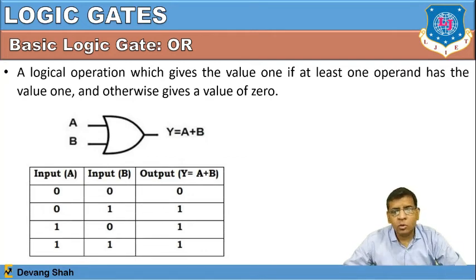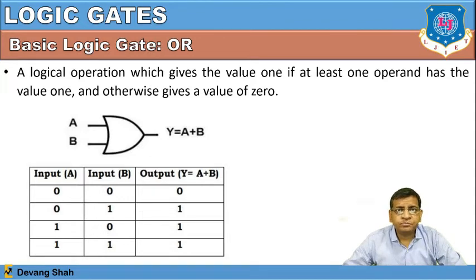So Y is equal to A plus B, that means 0 plus 0 output is 0, right? But in a digital system, if you apply 0 and 1, Y is equal to A plus B, 0 plus 1 output is 1, right? So 1 0 output is 1 and 1 1 output is 1, right? So these are the three basic gates: AND, OR and NOT, right?